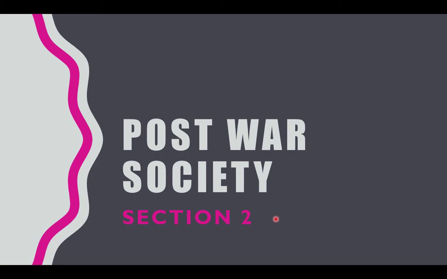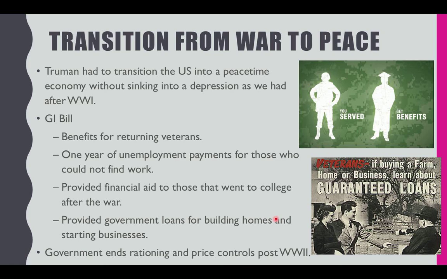So what does the post-war society look like? Now we have to remember, post-World War I, the United States crumbled. We went straight into a worldwide depression, and we hit the Great Depression. So now what does post-war society look like post-World War II? Truman is going to be faced with this transition of trying to take the United States from the wartime economy to a peacetime economy without sinking us into a Great Depression. One way we push to do this is the GI Bill.